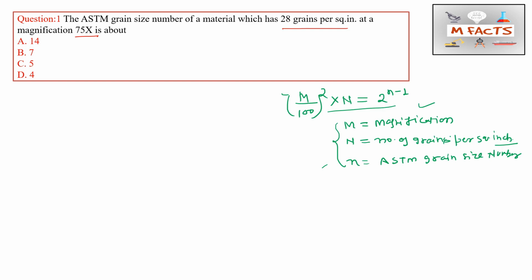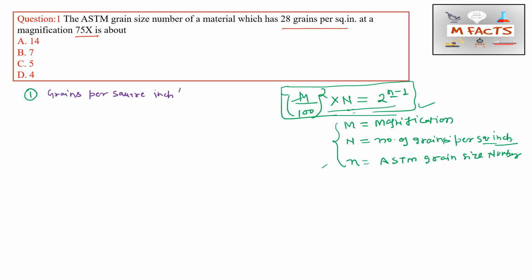So we know M is the magnification, capital N is the number of grains per square inch, and small n is the ASTM grain size number. Whatever the unit will be, we will change it to per square inch for using this formula. Okay, so we will see how variations can be made in the type of questions. The first type of question they may ask from this topic is to calculate the grains per square inch.